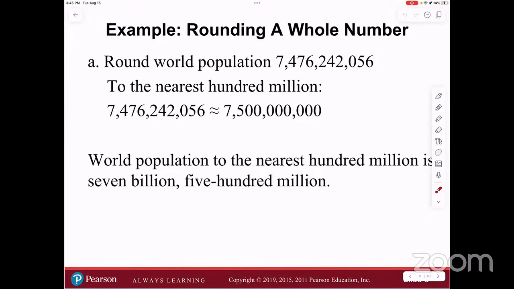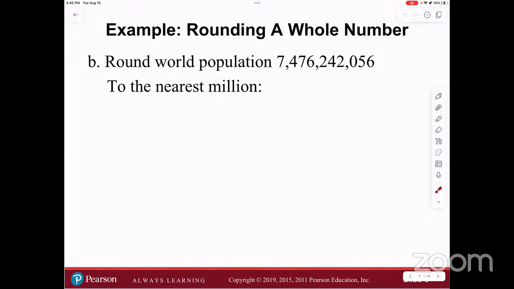So, round the world population to the nearest million. Here's our decimal, here's our thousands, so this is our millions right here. The nearest million, if we look to the right of 6, is a 2. Notice that 2 is less than 5, so the 6 stays as is. So the final result is going to be 7,476,000,000, and then everything else is a 0. All of these digits go to 0.